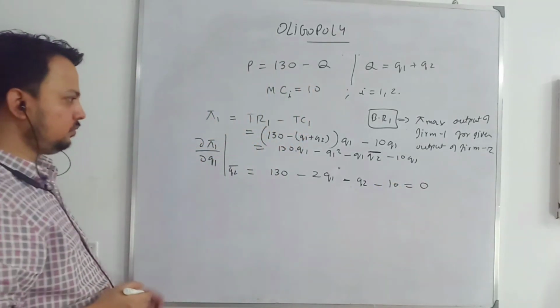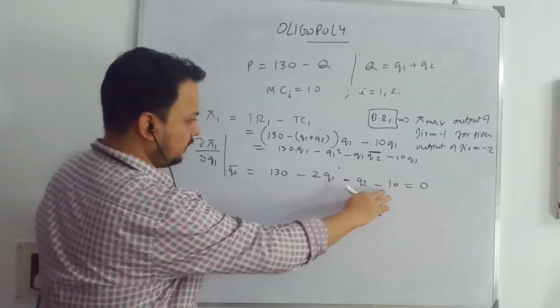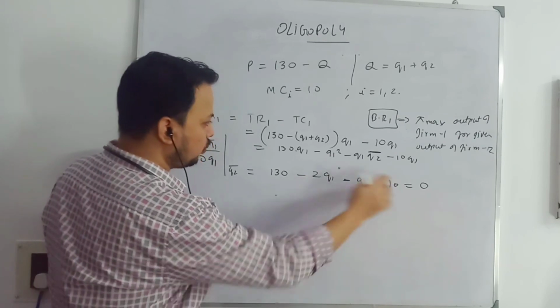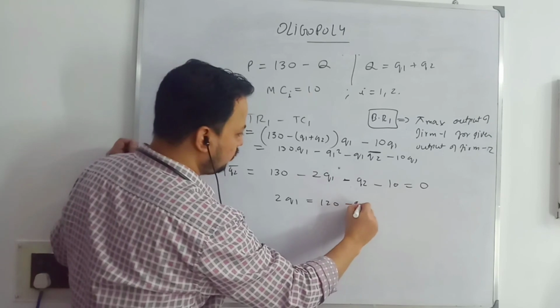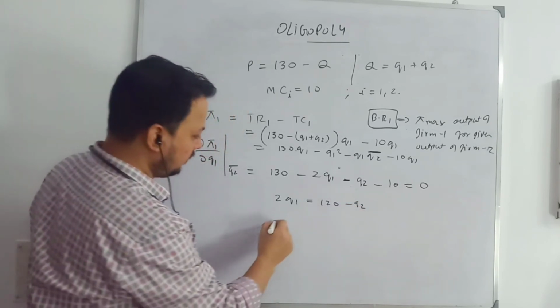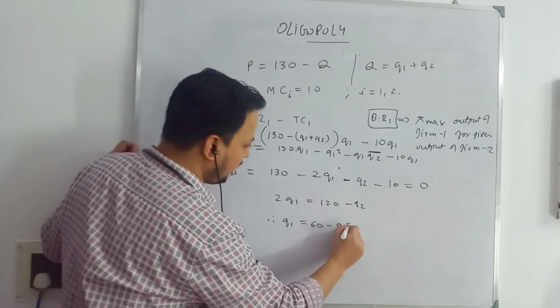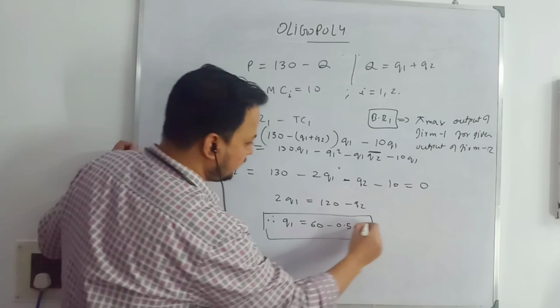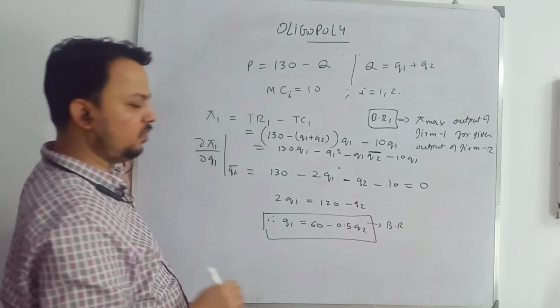Okay. So I subtract this and arrange it. Take 2q1 this side. 2q1 equal to 120 minus q2. Therefore, q1 equal to 60 minus 0.5 q2. Okay. So this is the best response equation for firm 1.